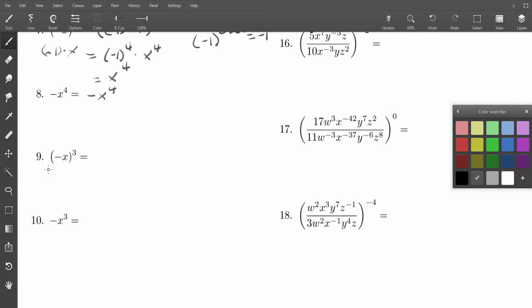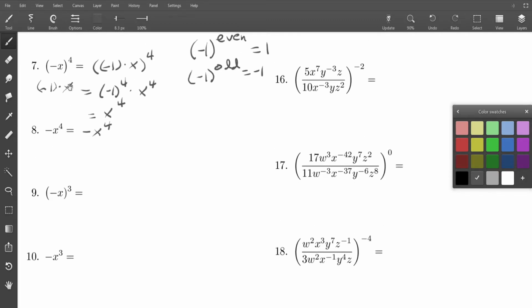So for problem 9 here, it's very similar to this last one. We can actually just go ahead and apply the same idea, right? This is just going to be equal to negative 1 times x to the third. Then we can just use the power of a product rule to get negative 1 to the third times x to the third. And now, if we look at this rule up here, negative 1 to any odd number, like 3, is going to be negative 1. So this is going to be negative 1 times x to the third. And we can just write this out as negative x to the third. We don't need to write negative 1 times if we don't want.